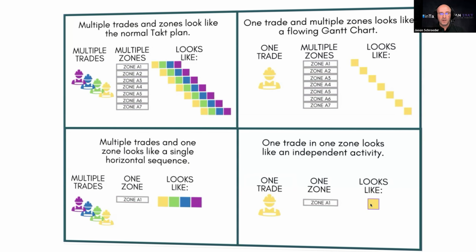You still have colored identifiers. You still see it in a time by location format. You still have the recovery options. You can still optimize it. It's still on one page. It's still simpler for the trades. It's still easier to do your pull plan. It's still easier to do your look ahead and weekly work plan. It's still easier to do all of those things.